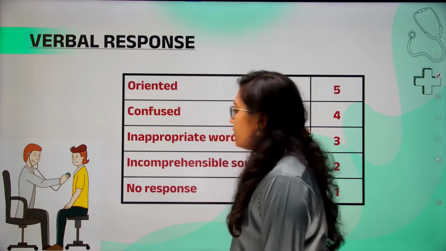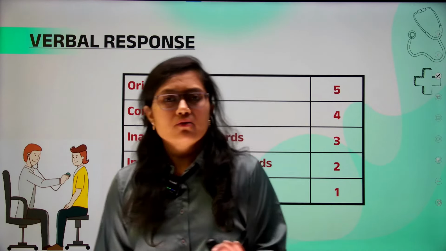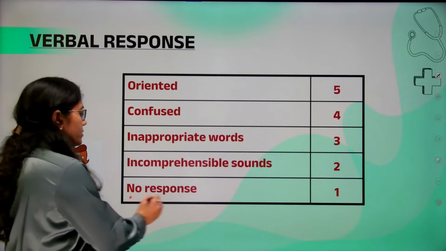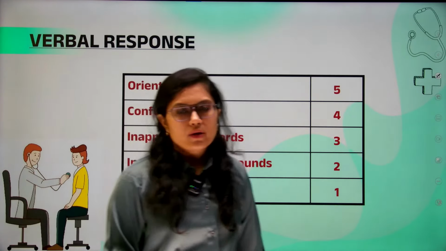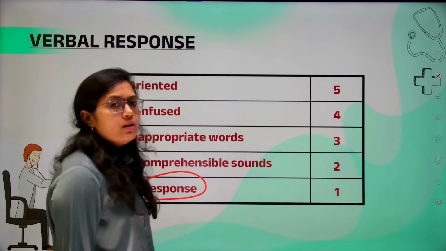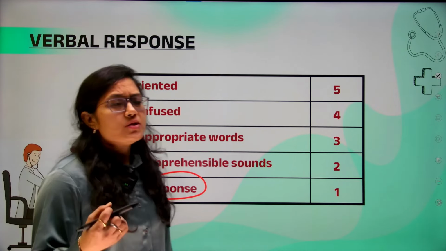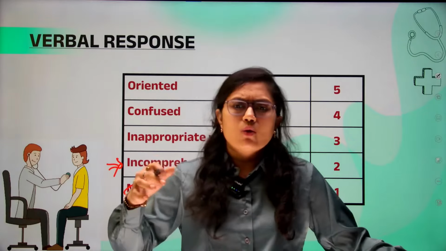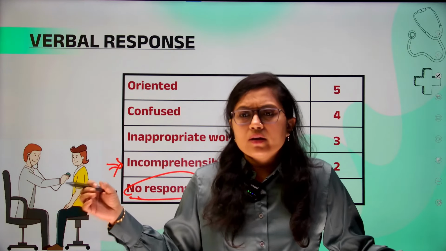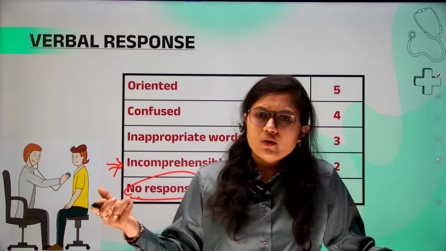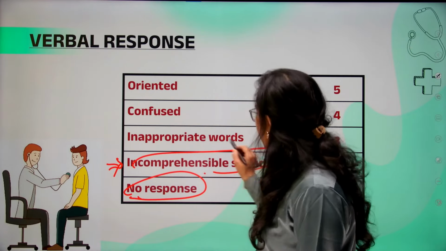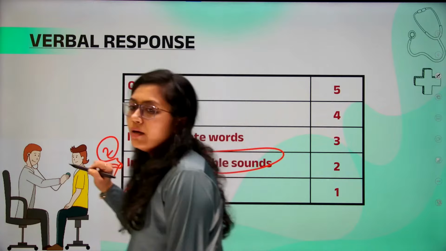Now we talk about the verbal response. Verbal response has 5 grades, always remember from 1 to 5. 1 is no response. Though you do anything, the patient doesn't respond at all. Second is incomprehensible sounds. That means the patient makes sounds. You might have observed in the ICU that a patient speaks random words or makes different kinds of sounds. That is incomprehensible sounds, and it will be considered grade 2.